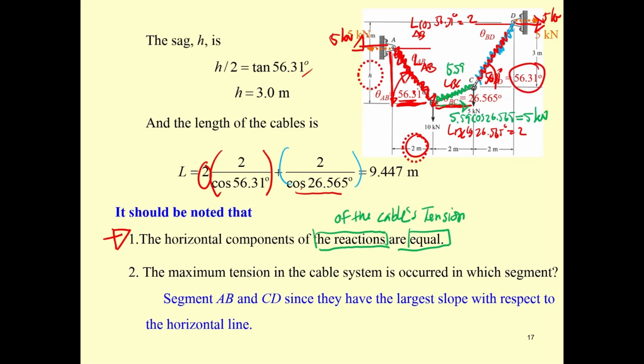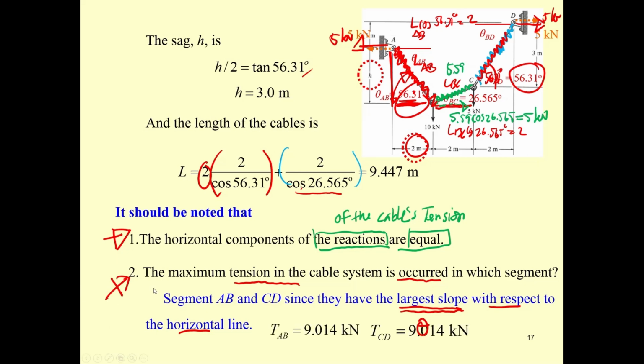Since the angle over here, they are the same. Okay, maximum tension in the cable system occurs when the cable has the largest slope with respect to the horizontal line, or the largest theta. This one also will be used on the next portion of our lecture.